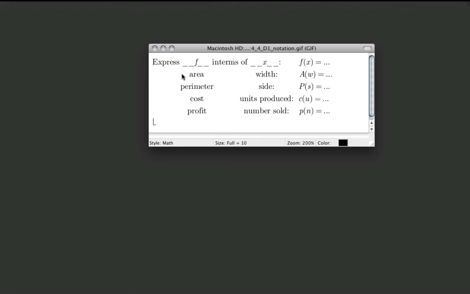And we can do the same thing for perimeter as a function of side, cost as a function of units produced, and profit as a function of number of units sold. In each of these cases, we're expressing the thing on the left using the variable inside the parentheses, and all of your functions should have just that variable on the right side.